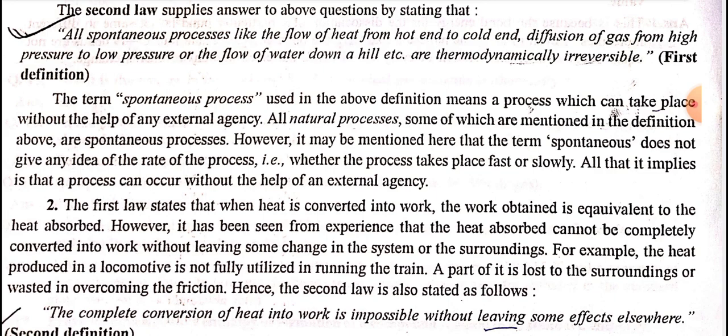First law states that when heat is converted into work, the work obtained is equivalent to the heat absorbed. However, it has been seen from experience that the heat absorbed cannot be completely converted into work without leaving some change in the system or the surroundings. For example, the heat produced in a locomotive is not fully utilized in running the train. A part of it is lost to the surroundings or wasted in overcoming the friction. Hence, the second law is also stated as follows: complete conversion of heat into work is impossible without leaving some effects elsewhere. This is the second definition.